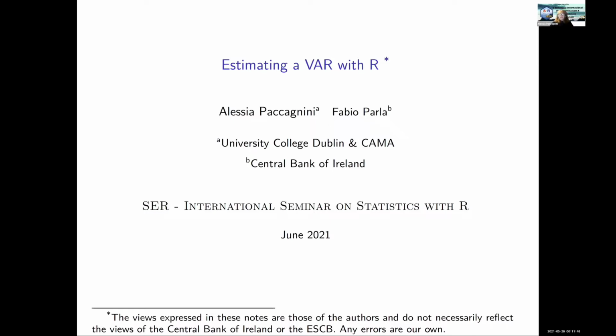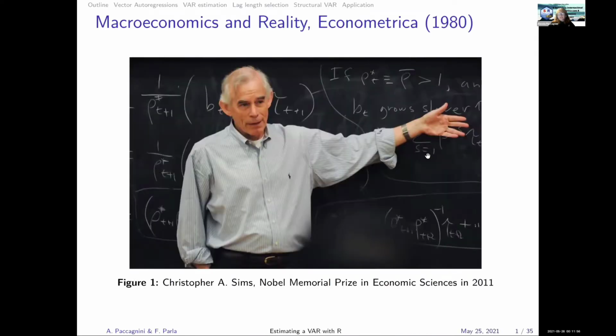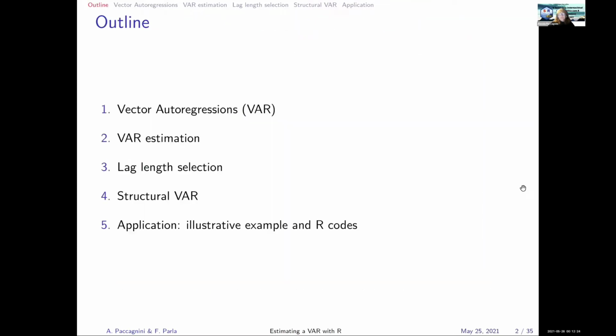So today we are going to talk about the estimation of a vector autoregressive model using R. This kind of model is very, very important, and we need to thank Professor Christopher Sims, who was also a Nobel Memorial Prize winner in economic science in 2011. He introduced this kind of model more than 40 years ago in the literature of empirical macroeconomics and econometrics, with his seminal paper entitled Macroeconomics and Reality. And what is a VAR?